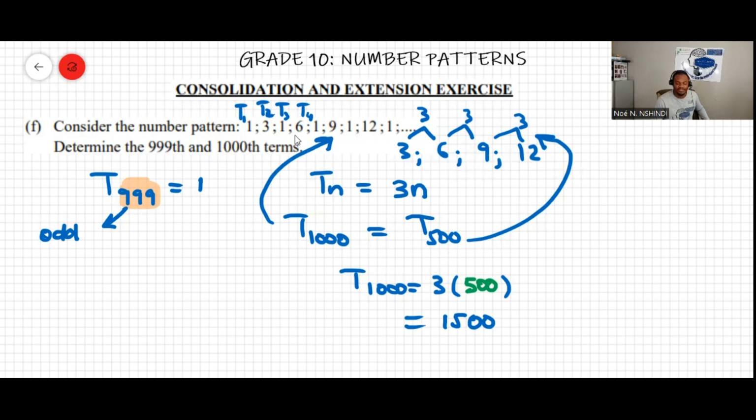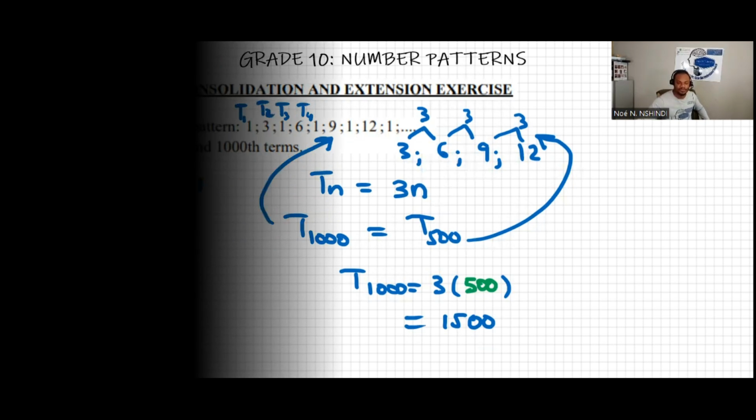Now, T1000 in this list is the same thing as T500 in this other list here. So this is why we can substitute 500 here, and then we get T1000 equal to 1500.